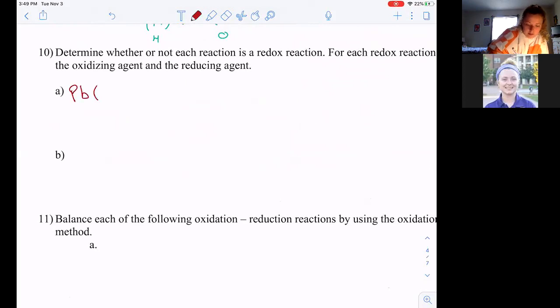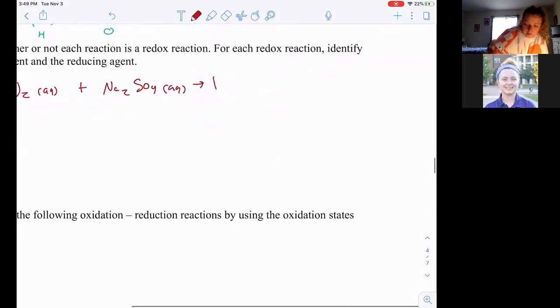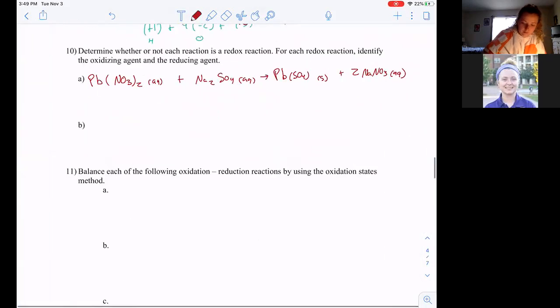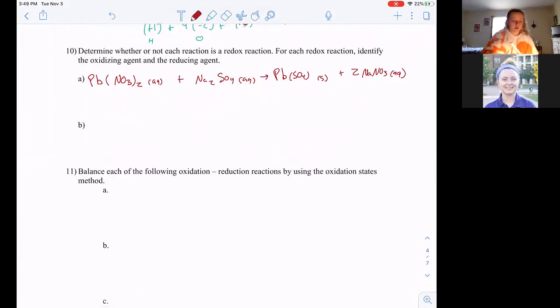Pb(NO3)2 aqueous plus Na2SO4 aqueous goes to PbSO4 solid plus 2 NaNO3 aqueous. These equations should already be given to you. I just didn't, I guess, copy it over correctly.